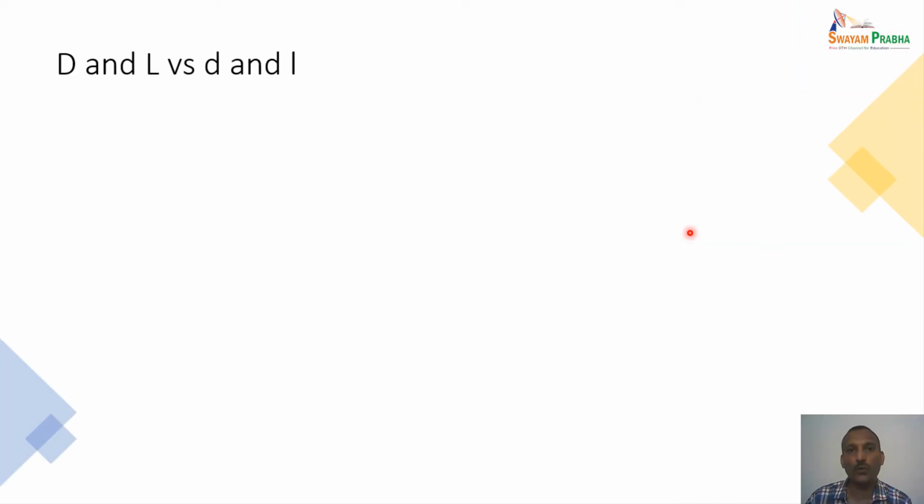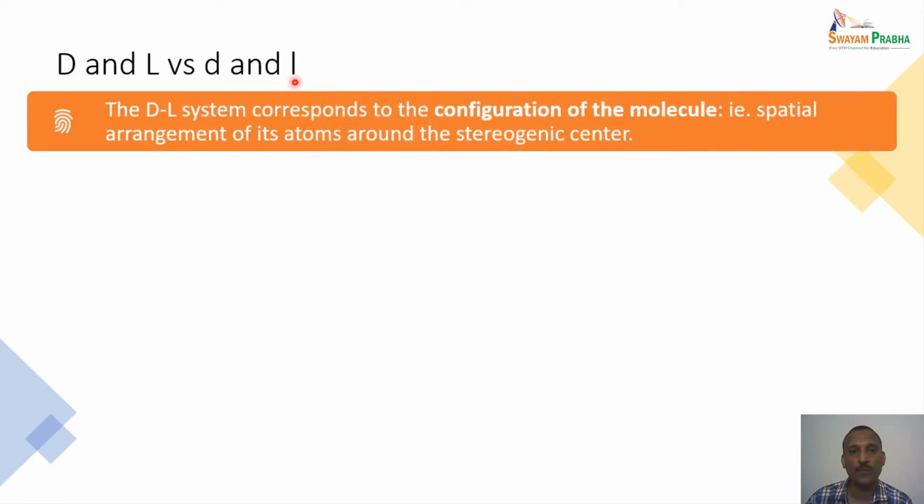Before we move into the next one, we need to know there is something called capital D and capital L, which was first proposed by Fischer. This is the Fischer notation. Simultaneously, people were also talking about a small d and small l, which is dextro and levorotatory. The DL basically corresponds to the configuration of the molecule. In other words, the spatial arrangement of atoms or groups around the stereogenic center is the DL representation or DL notation.